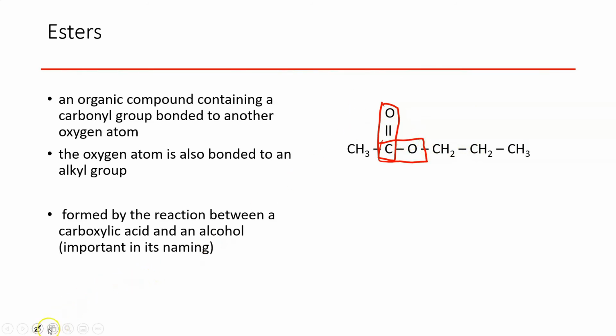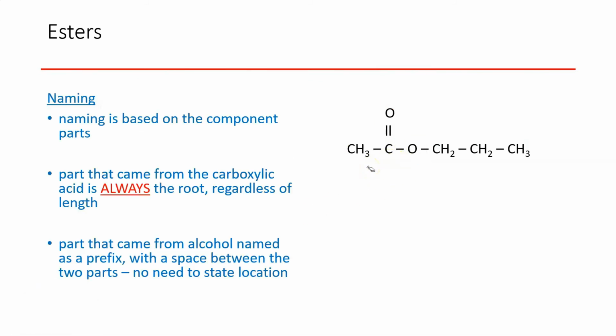When we want to name this, the naming is dependent on our source. We always name it based on the parts that make it up. The part that was a carboxylic acid is always our root, regardless of the size. So what I can do is draw a line through the oxygen, and the side with the carbonyl, this was from my acid. And the side without the carbonyl, this was from the alcohol. And so as a result, this is my root, and this would be in prefix.